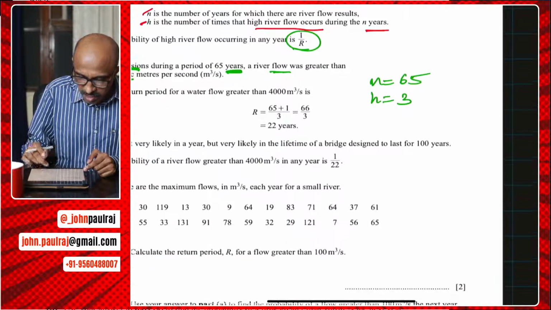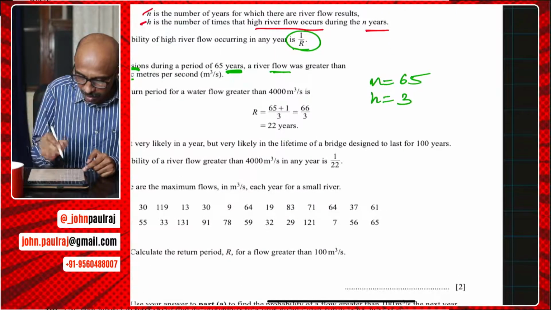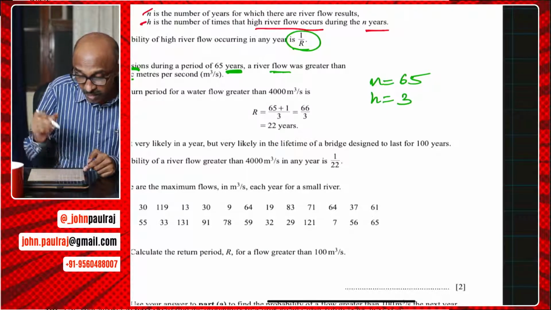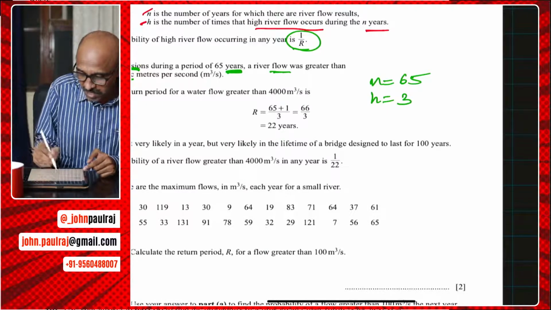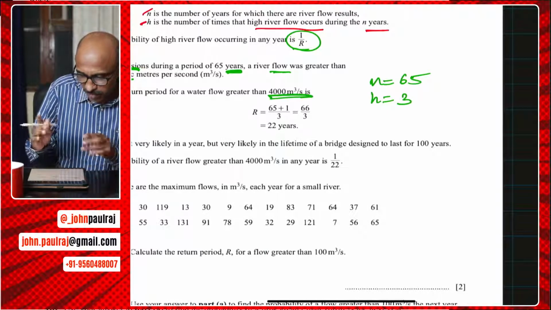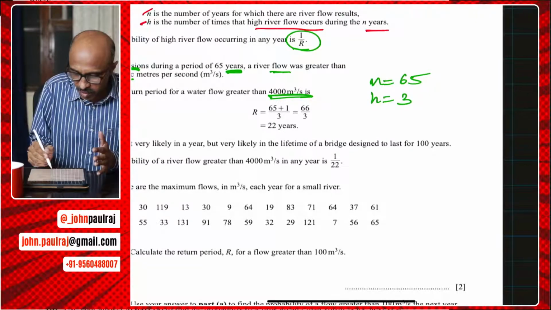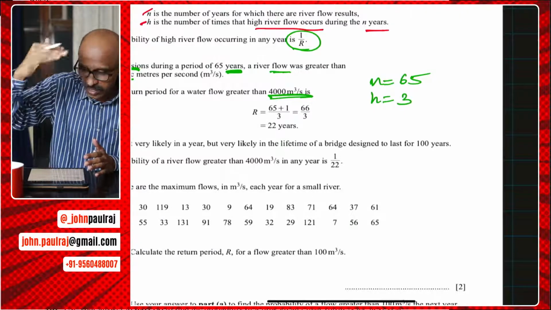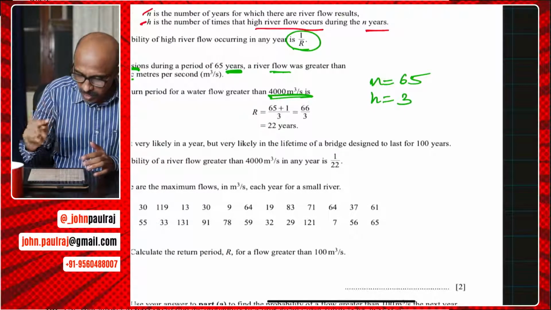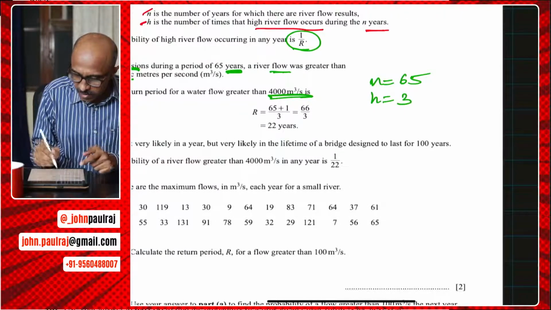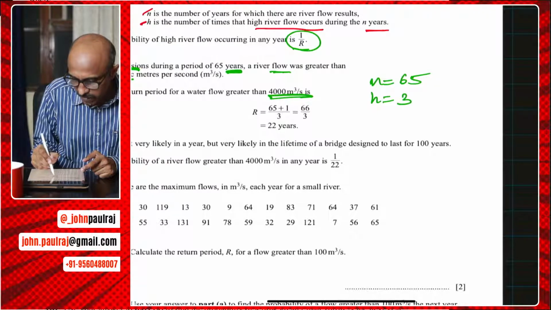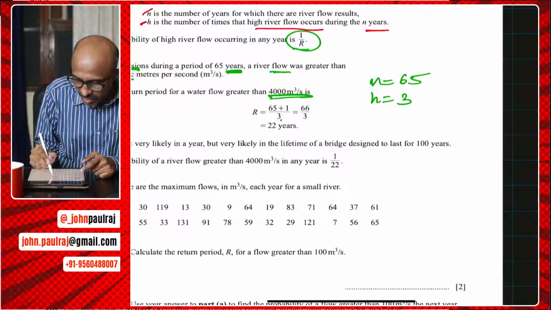So the return period, that capital R, for a water flow greater than 4,000 meter cube per second. Now for any particular river, that's going to be different. For this particular river, that's the mark beyond which it's considered high. Using that formula, capital R is 65 plus 1, as we said, n plus 1 over that h. So 66 over 3, that's 22 years.